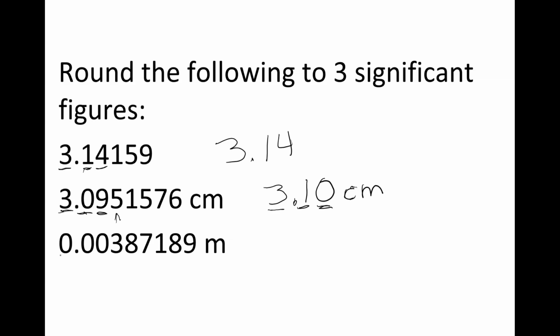The next one, these zeros are not significant. 3, 8, 7. The next digit is a 1, so we can round down to 0.00387 meters.